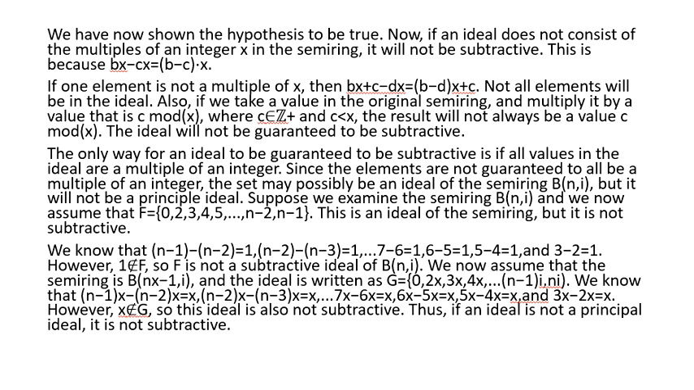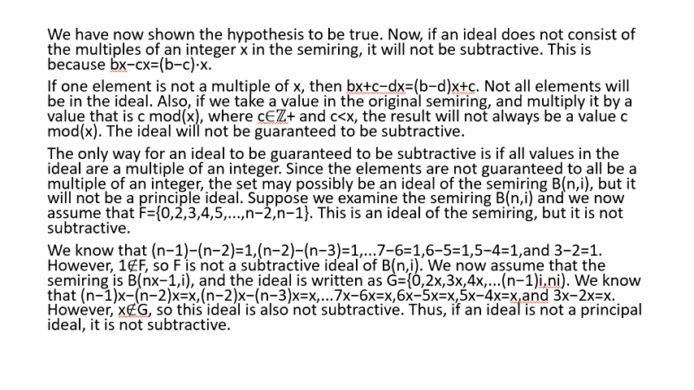Let us now examine the semiring B sub n comma I and assume that its ideal is F, which is the set of integers from 0 to n minus 1, but excluding 1. n minus 1 minus n minus 2 equals 1, n minus 2 minus n minus 3 equals 1, and up to 7 minus 6 equals 1, 6 minus 5 equals 1, 5 minus 4 equals 1, and 3 minus 2 equals 1. But 1 is not in F, so F cannot be a subtractive ideal.